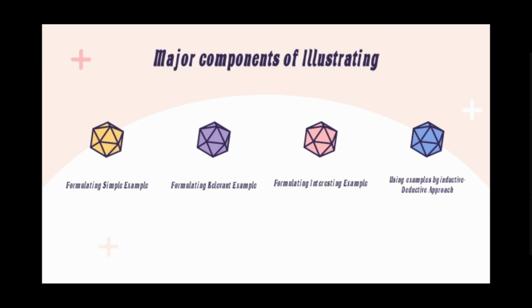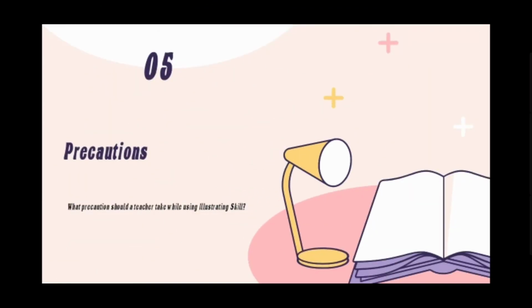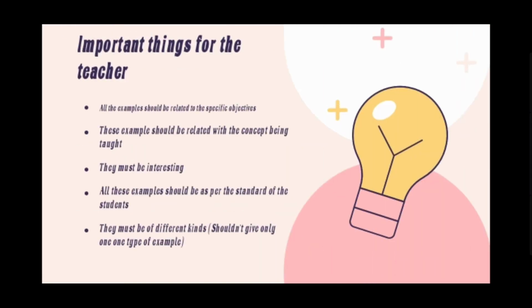And the last, using example by inductive deductive approach. This involves the teacher giving example relating to the concept or rule to clarify it. The pupil, on the basis of the example given, formulates the rule. After this, the teacher asks the pupil to give an example to test whether the pupil has rightly understood the concept or not.